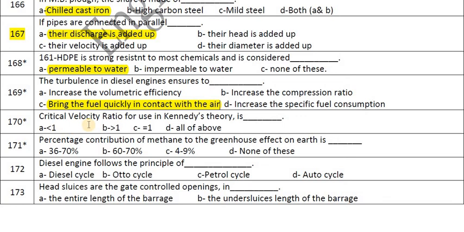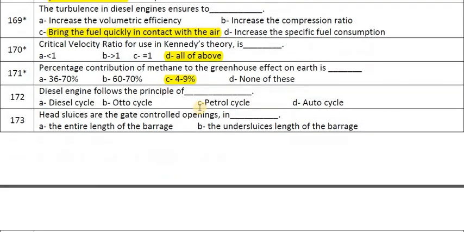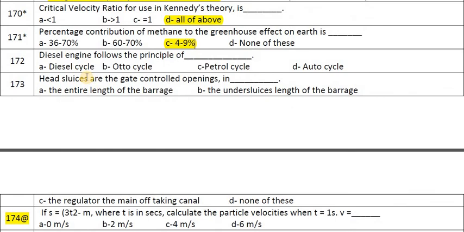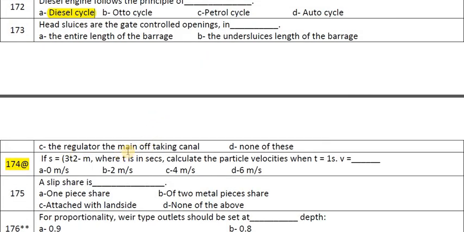Critical velocity ratio for use in Kennedy theory is all. Percentage contribution of methane to the greenhouse effect of Earth is 4 to 9%. Diesel engine follows the principle of diesel cycle. Head sluices are the gate controlled openings in the regulator, the main off-taking canal.